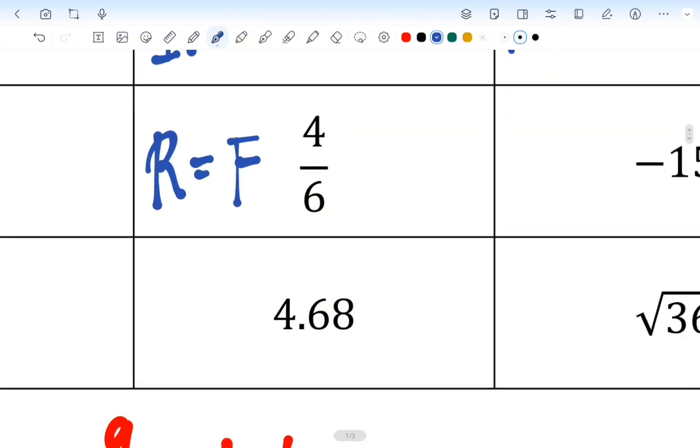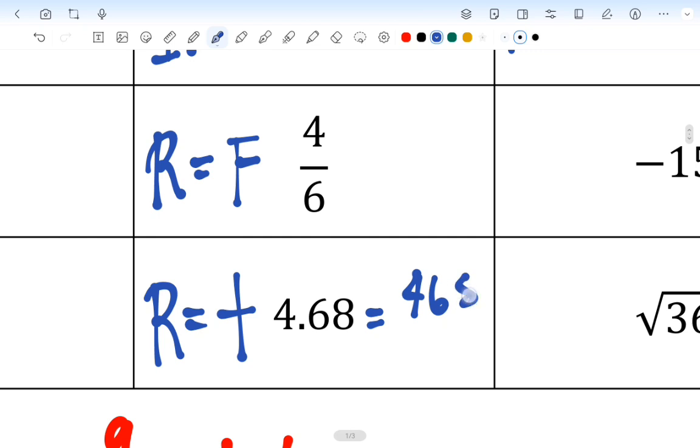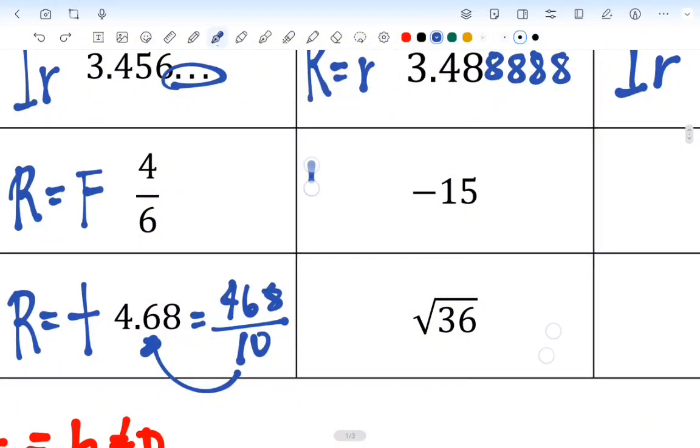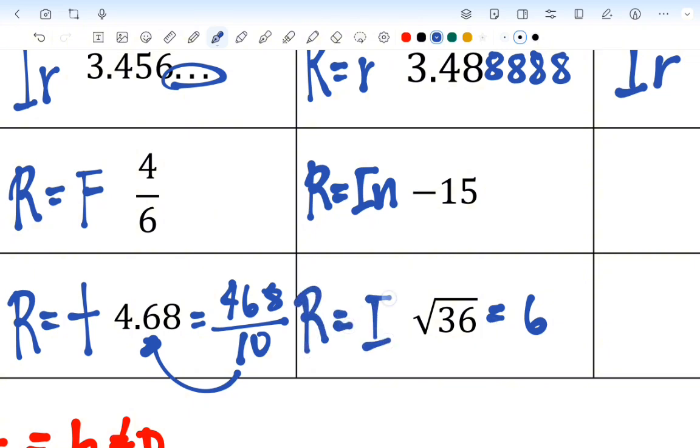4.68 down here is an example of rational number, a terminating decimal, because it is a decimal value that has a fixed length, which means we can turn it into a fraction. If we're going to write this as a fraction, it will become 468 over 100, which will give us 4.68. Negative 15, which makes it an integer, so rational and integer. Square root of 36. So square root of 36, 36 is a perfect square, which gives us the value of 6, and 6 is a complete number, which is then an integer.